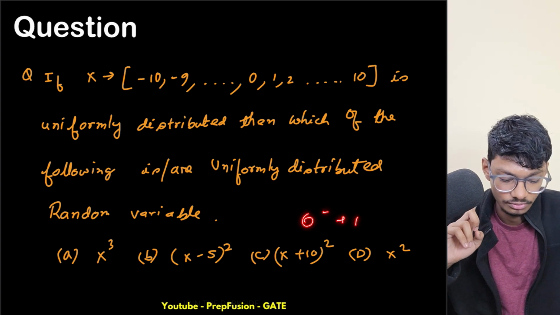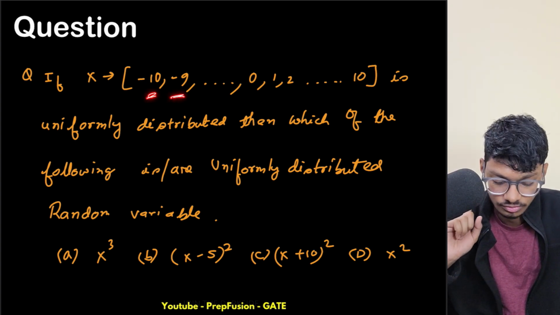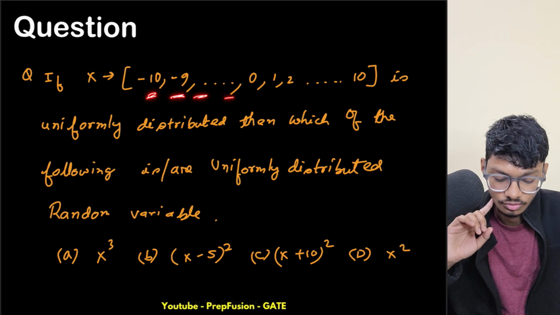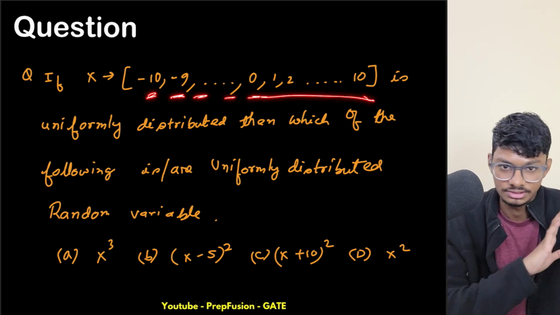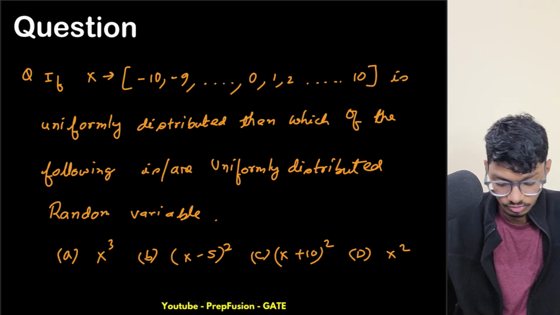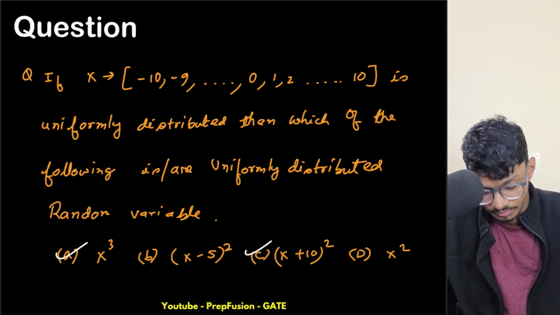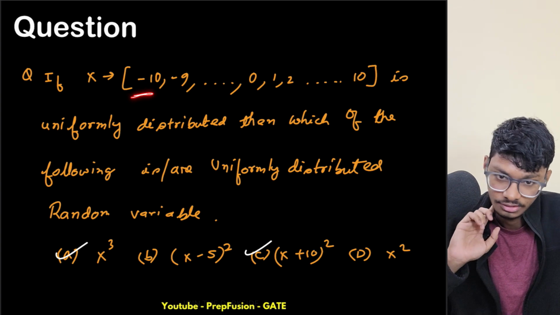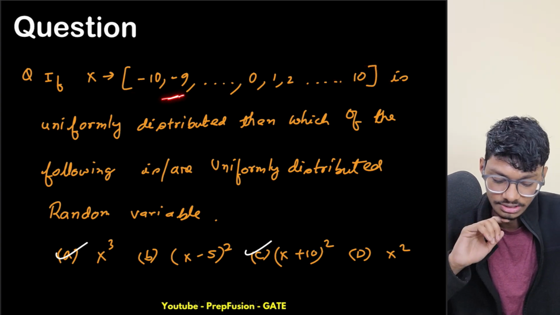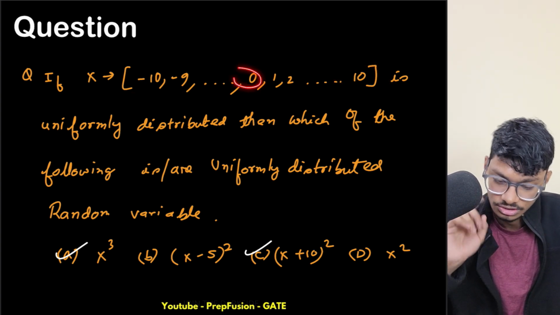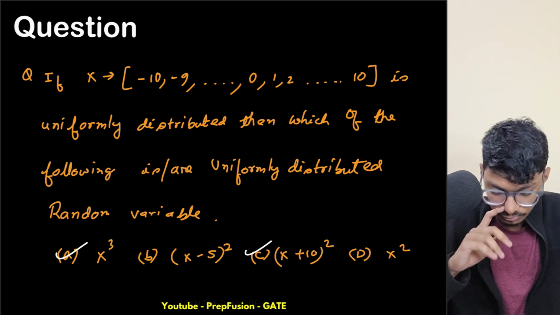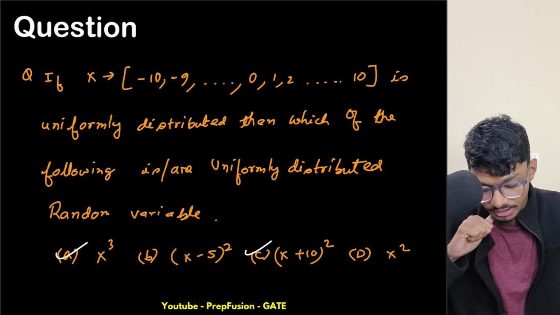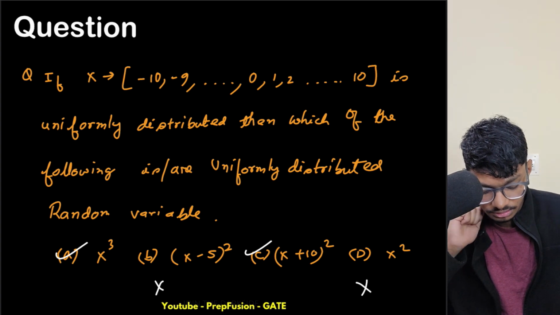0 square plus 10 square, this will be 0, this will be 1 square plus 2 square plus 3 square plus 4 square. Fine, everything is distinct here, so this will be correct. Now what about this x square? Now x square won't be correct, because minus 10 whole square and 10 whole square are same, minus 9 whole square and 9 whole square will be same. Only 0 will be distinct, others will be same. So these two won't be correct, and A and C will be correct.